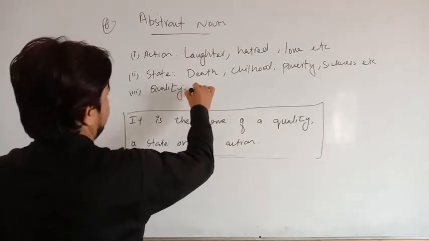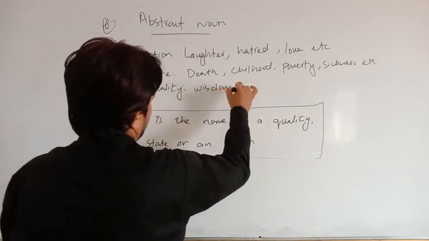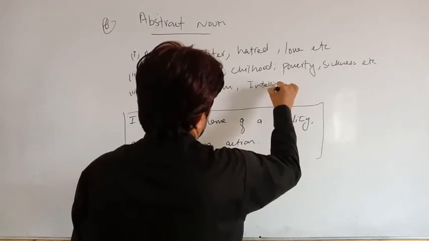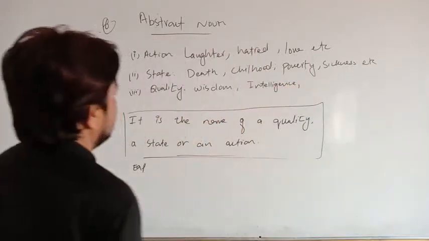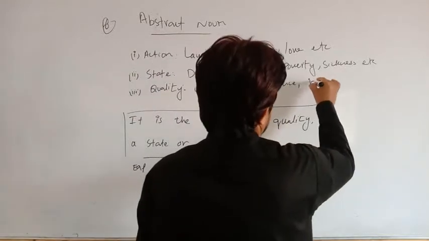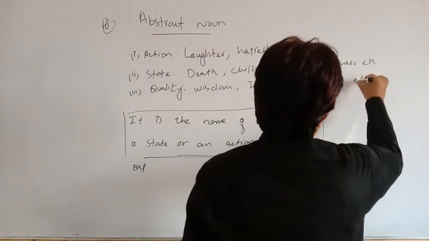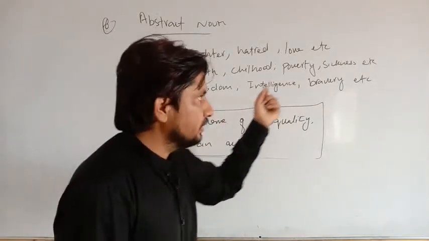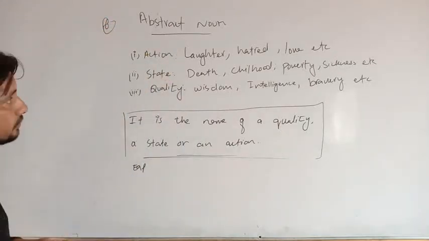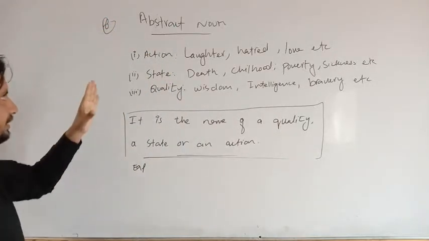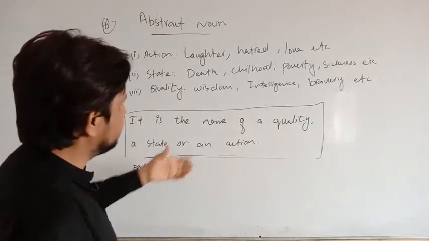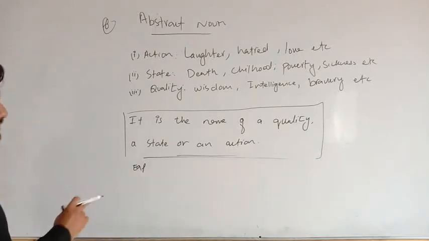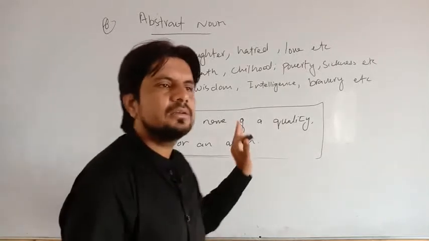Quality, you know very well: wisdom, intelligence, bravery, etc. These are included in the list of quality. So here I have already mentioned the words which can be included in the list of action, state, and quality. And when we express these words in a sentence, that sentence must have an abstract noun.